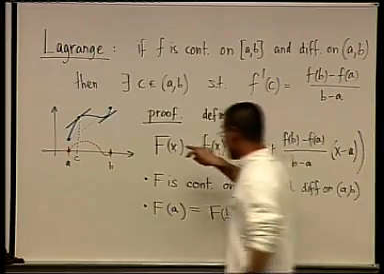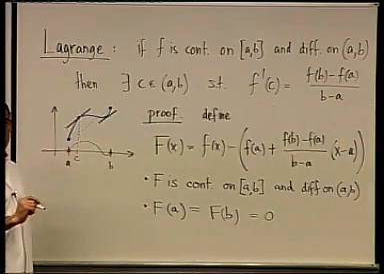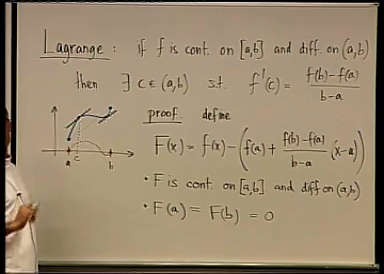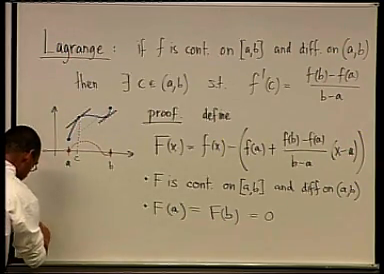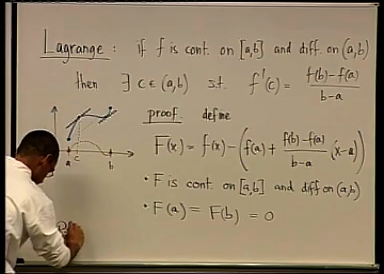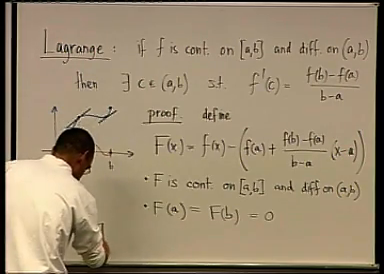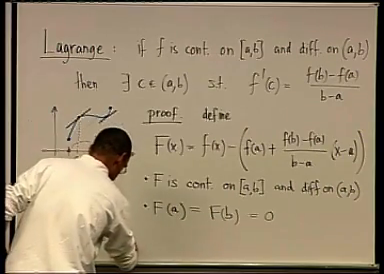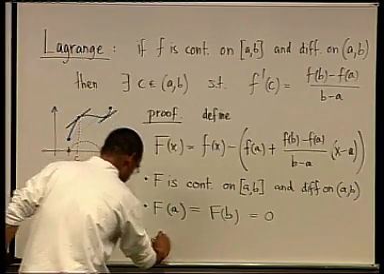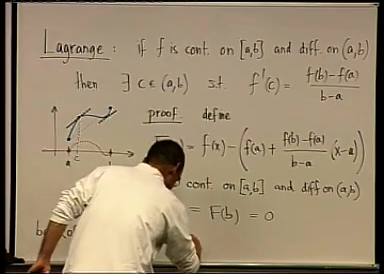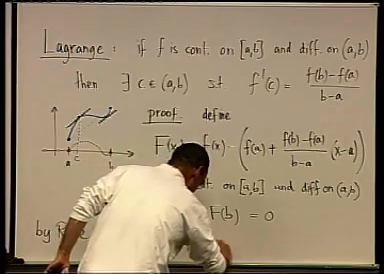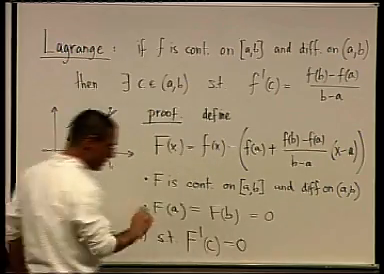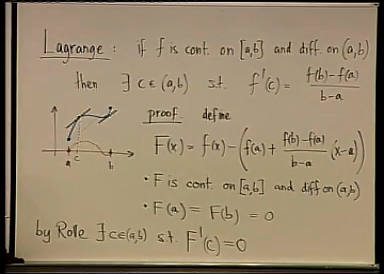So capital F satisfies the conditions for Rolle's theorem. So by Rolle, there exists a point c in the interval such that capital F prime at c equals 0. This is Rolle's theorem. But what is capital F prime at c?